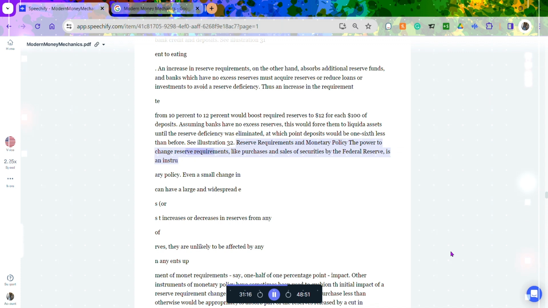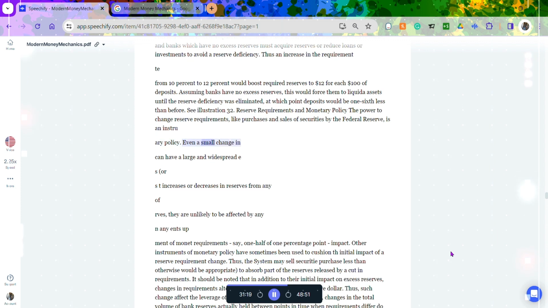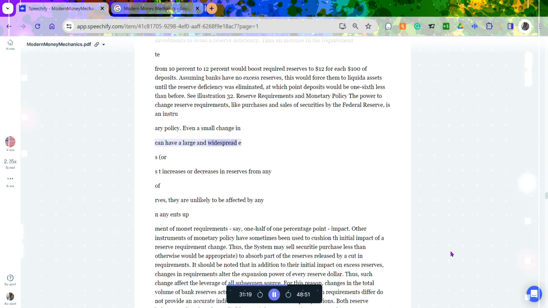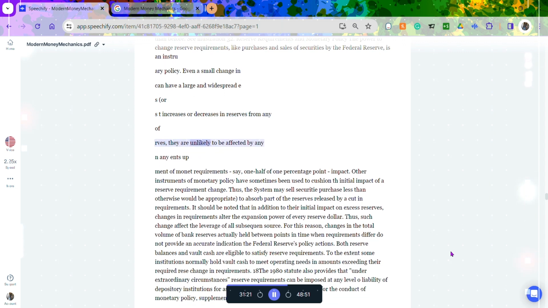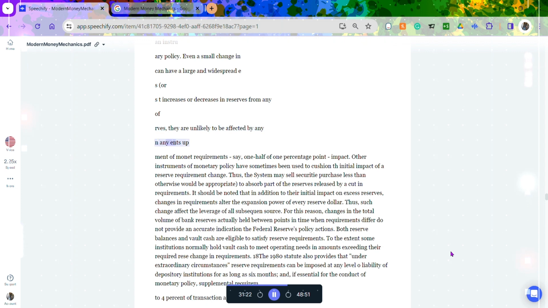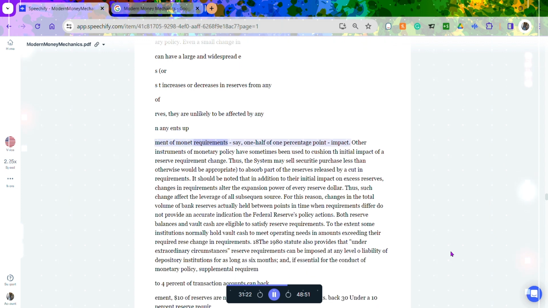Reserve requirements and monetary policy. The power to change reserve requirements, like purchases and sales of securities by the Federal Reserve, is an instrument of monetary policy. Even a small change in requirements can have a large and widespread impact, say, a change of 1/2 of 1 percentage point.